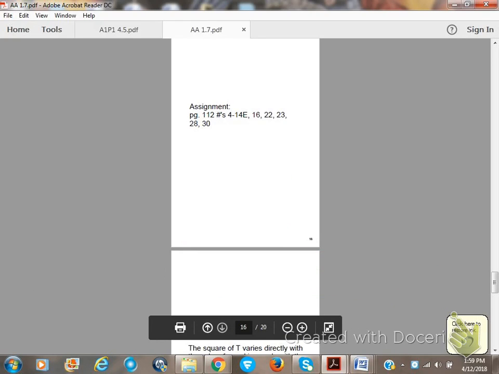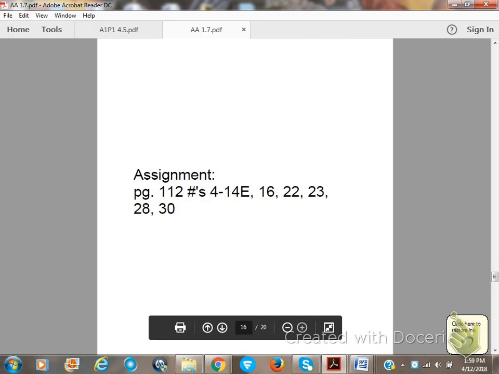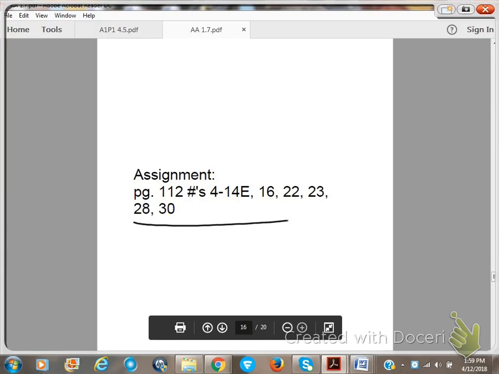Okay, so then for tonight, what I'm going to have you do is on page 112, numbers 3 through 13 odd. Actually, you know what? I'm just going to leave it like that up there. I'll give you another go at those evens. So that's going to be tonight's assignment, and then also the study guide, the odds for tomorrow.